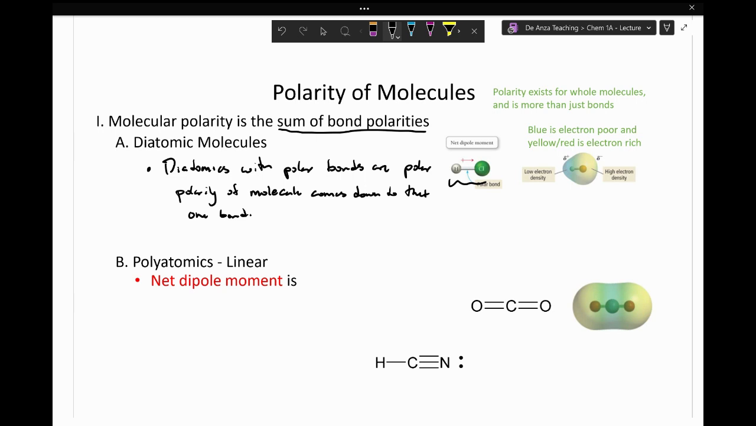If you have diatomics with nonpolar bonds, they are themselves nonpolar, because the bond that joins them together is nonpolar, so you have equal sharing of electrons, and you don't have any difference in the polarity. So when you have something like oxygen double bonded to itself, this is also a diatomic. The difference in electronegativity here is 0, so we would say this is a nonpolar bond, and that nonpolar bond gives us a nonpolar molecule.